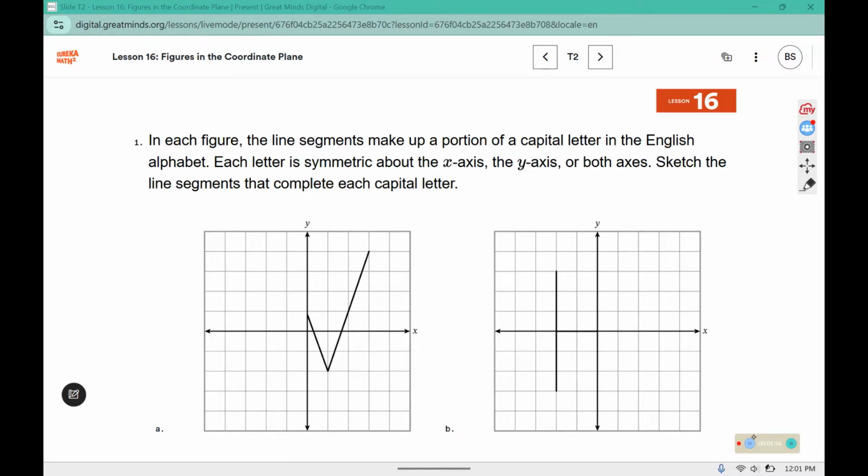You can see in this first one, it isn't symmetric over the x-axis, but it can be symmetric over the y-axis. So we're going to sketch symmetric, meaning that it's the same on both sides.